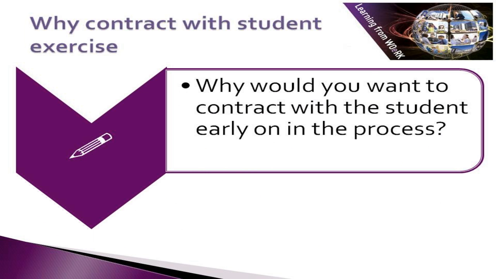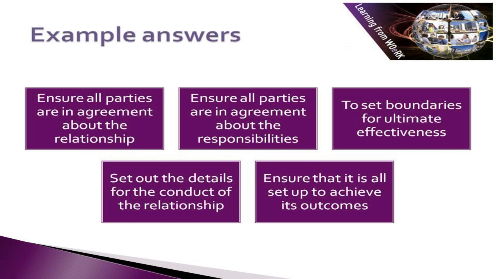Note down why you would want to contract with the student early on in your relationship. Why is some form of contracting between the mentor and the student important? Well, first of all, to ensure all parties are in agreement about the relationship. This is about managing expectations and making sure that everyone is clear about what's going to happen. It's also to ensure all parties are aware of their responsibilities in the process, so that mentor and student and everyone else involved knows who is responsible for what.